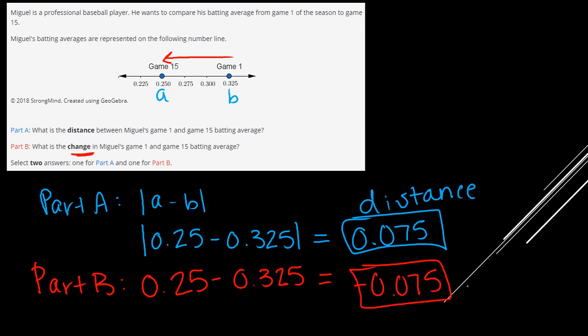Now, if you think about it, this makes sense because if the distance between these 2 points is 0.075, my distance is positive, and if he started at a higher score and he's ending at a lower score, I would expect it to be the same number because it's still the same amount of distance, but now we're talking about change. And since he has decreased in his batting average, that's why our answer here is negative.